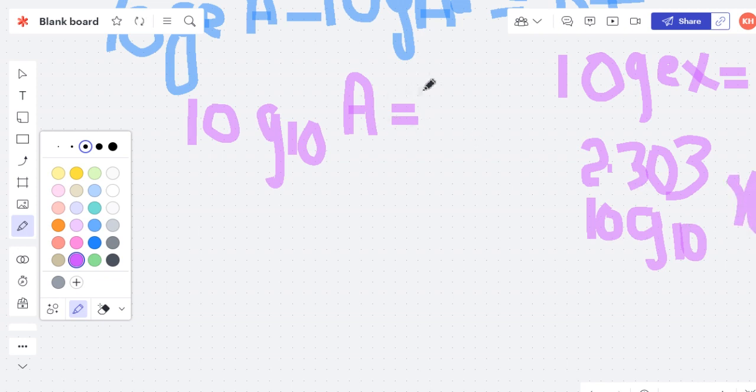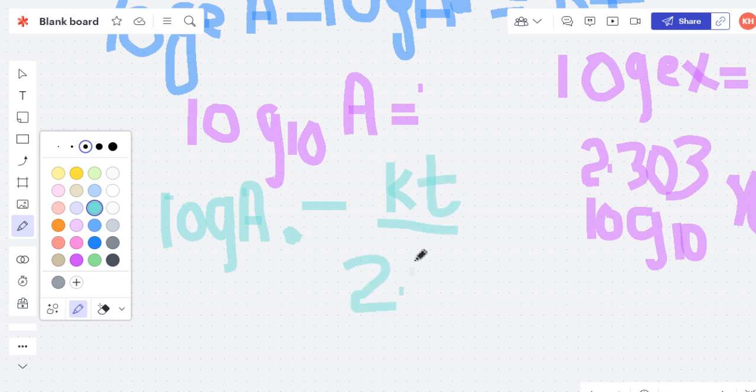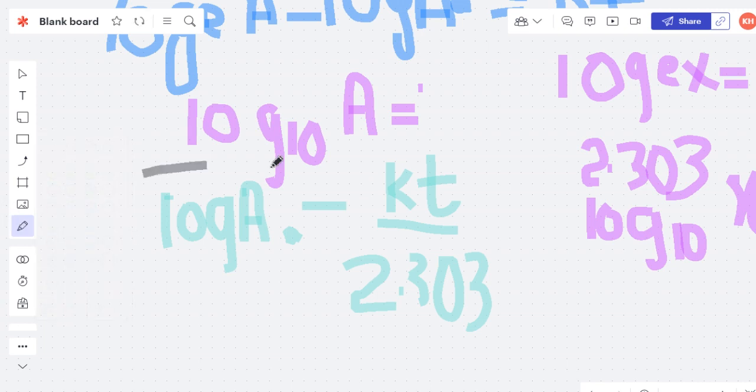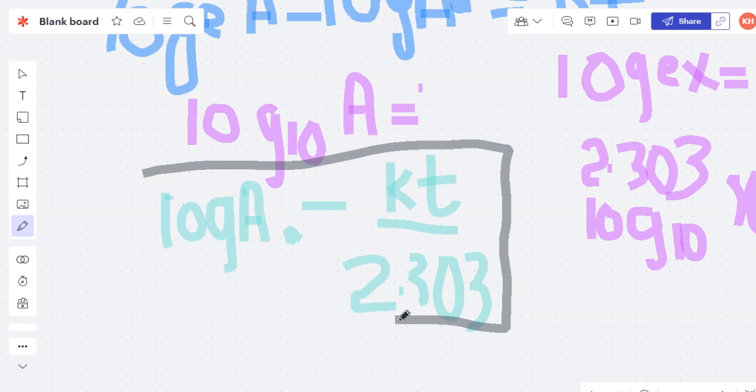So the formula will be something like this. Log a equals log a naught minus kt divided by 2.303. This is the final formula which we will be using for solving the numerical. No, not for solving the numerical, I'm mistaken. So that's equal to this for graph purposes.